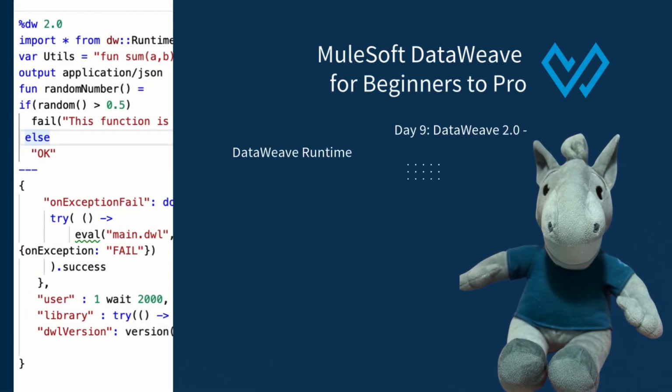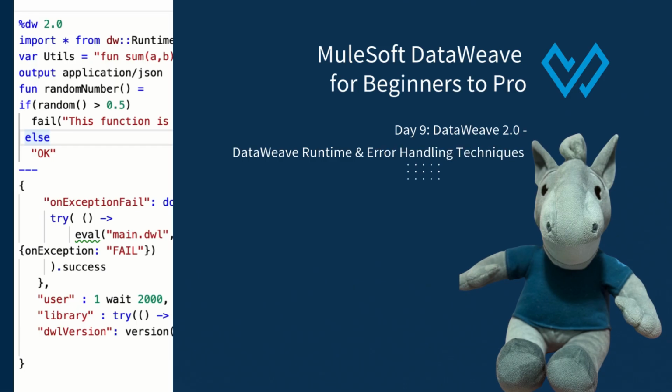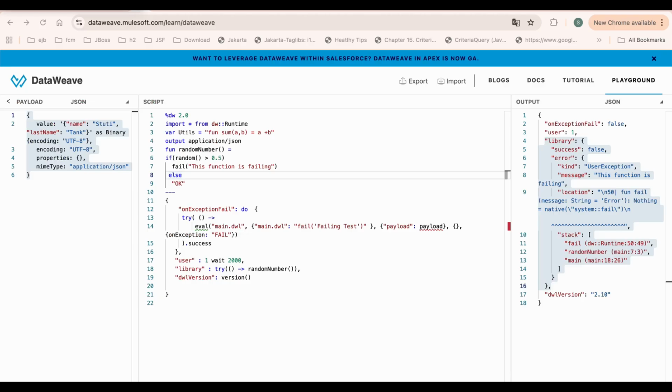Today we're stepping into advanced runtime execution and error handling using DataWeave 2.0. Let's begin by understanding this DataWeave 2.0 script step by step, highlighting runtime execution, error handling, and resiliency patterns powered by DW Runtime. We import everything from DW Runtime, which gives us access to powerful runtime capabilities like eval, try, fail, random, wait, and version.